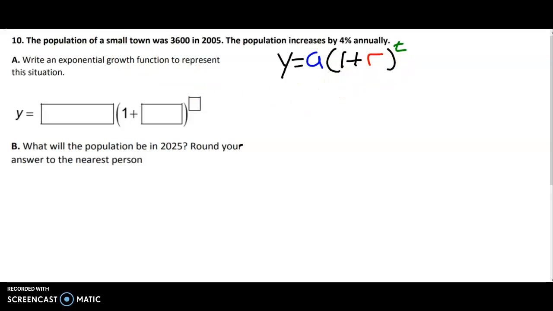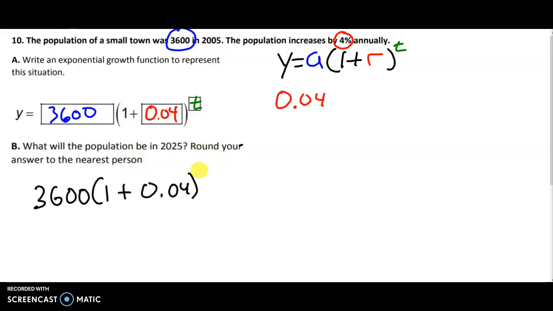All right, so we're going to put in our initial value, which is 3,600. We're going to put in our rate, which is just 4%, changed to a decimal. And then we're going to put t for time. So now we have our function. All right, next we're going to go ahead and solve it. Now, it says, what would the population be in 2025? Round your answer to the nearest person.